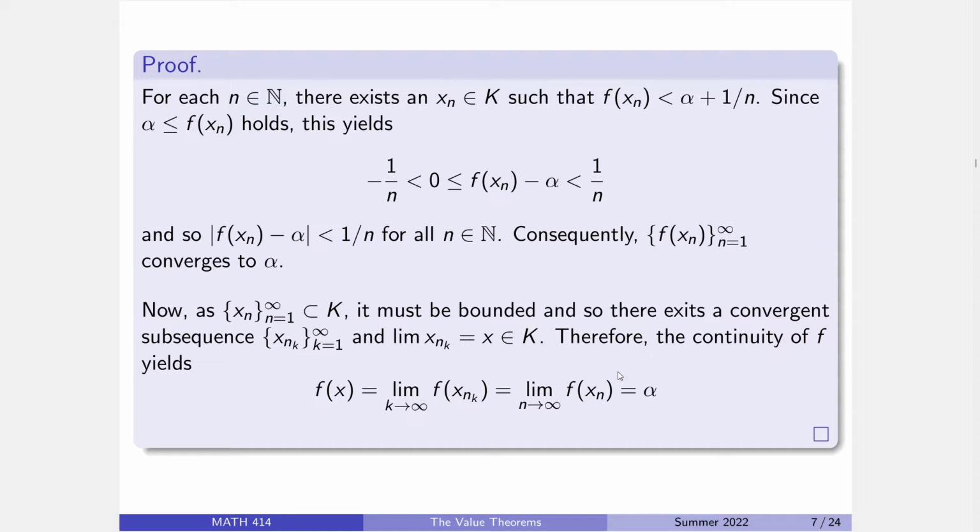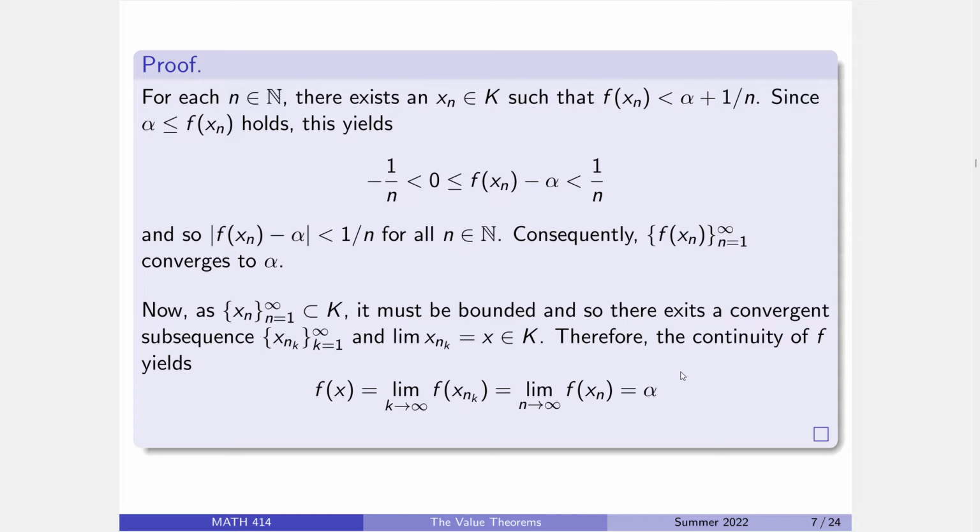And now, by continuity, we're done. Because the limit, as k goes to infinity, of these must equal f of x. That's the continuity coming in. This is convergent, so any subsequence must converge to the same thing, as we proved. And this was constructed so that it converged to alpha. And there we go, there is an x so that f of x is equal to alpha. That was what we wanted to show, and that completes the proof.